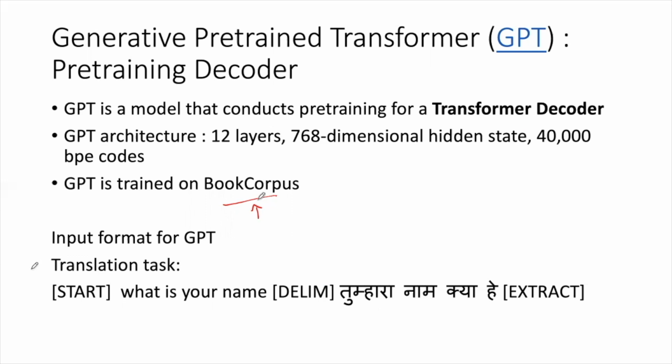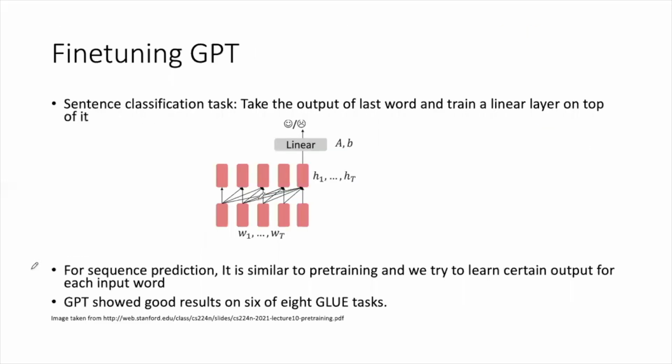Once the pre-training is conducted, the GPT model can be used for fine-tuning tasks. Let's say your fine-tuning task is sentence classification, which basically means you need to predict a certain class for your input. In that case, you take the last word's outputs and then connect a linear layer and try to generate the class from it. That's typically the process of how you use pre-trained GPT for sentence classification.